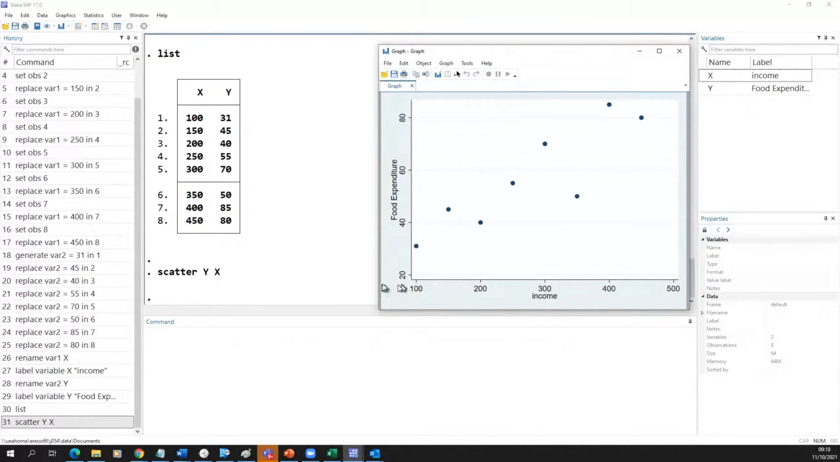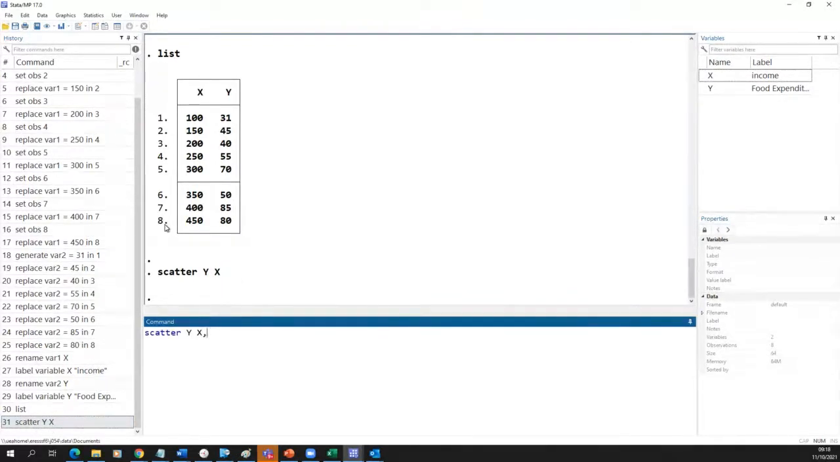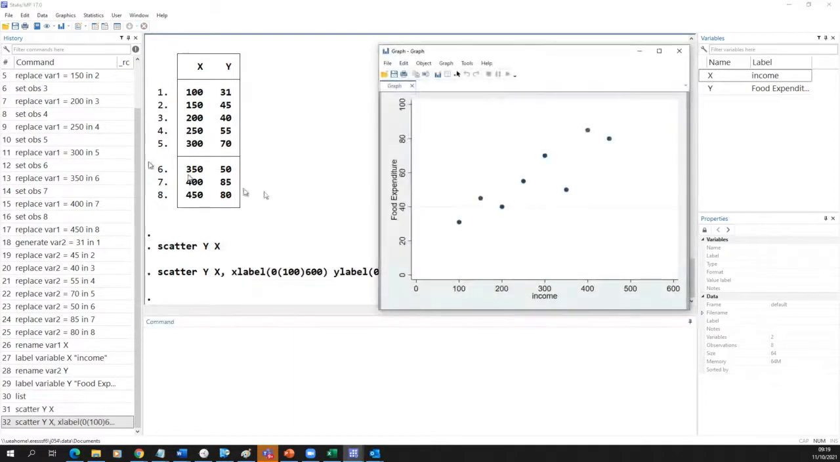How do we do that? Well, we make this axis go from 0 to 500. We make this axis go from 0 to around 100. So how do you do that? You take the scatter command and you add xlabel 0, 100, 600, ylabel 0, 20, 100. See what that looks like. Right, now the origin is 0, 0, so we can get a much better idea of what the relationship is between the variables.